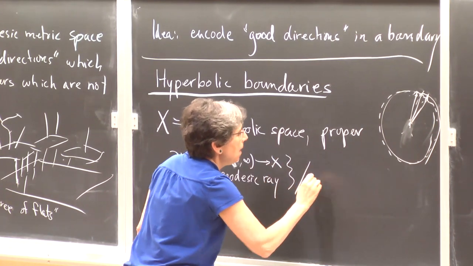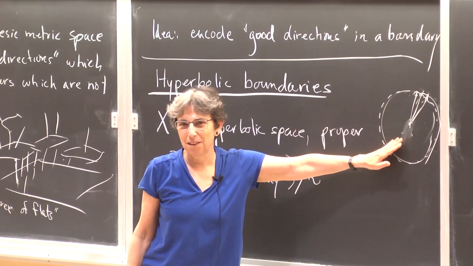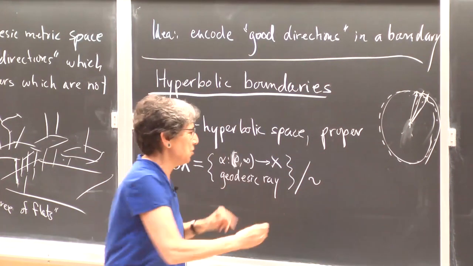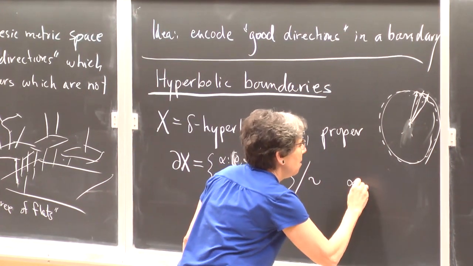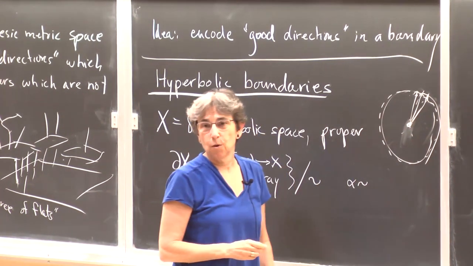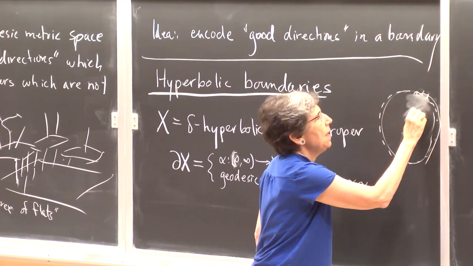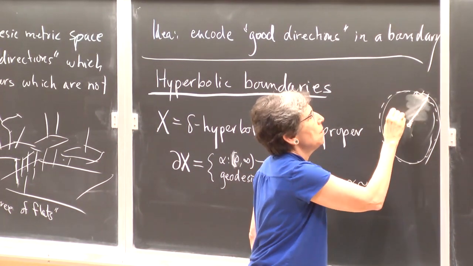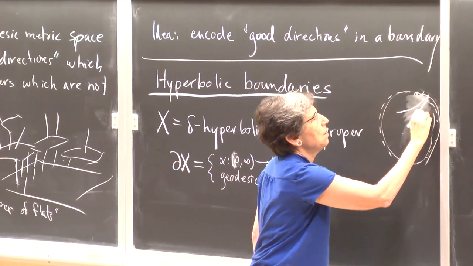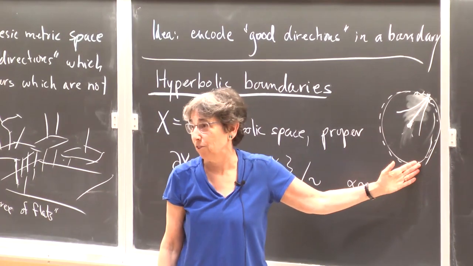And I'm going to mod out by an equivalence relation that you might think is unnecessary in this picture, but let me mod it out by this equivalence relation. I'll show you why, which is that it turns out we don't always want to fix a base point. Sometimes we fix a base point, but we don't necessarily want to. And if we don't fix a base point, then we want that ray to be the same as that ray, to be the same as that. If they're all going to the same point at infinity, we want to consider them equivalent.